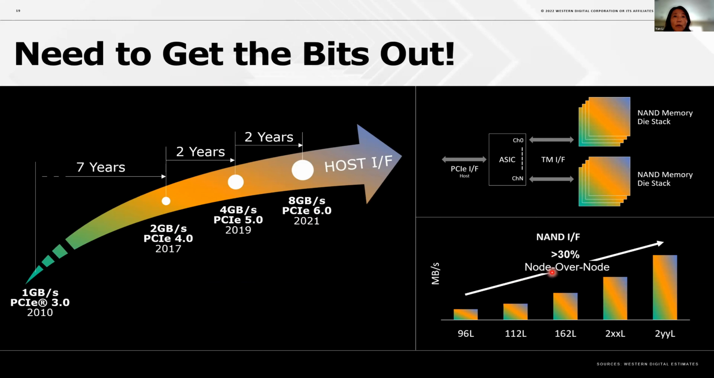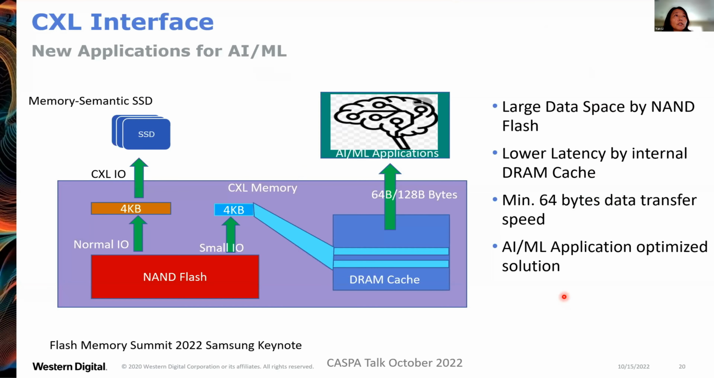That's also forced our NAND interface to grow dramatically over the years, with over 30% node-over-node transition on the interface speed. So this is a very dramatic increase over the past 10 years. Another new interface coming our way, proposed by Intel, is the CXL interface.